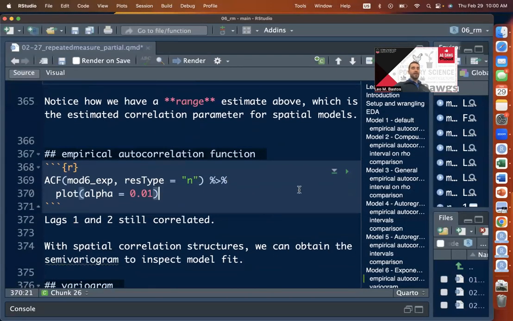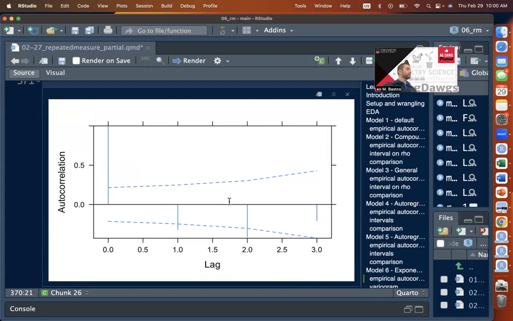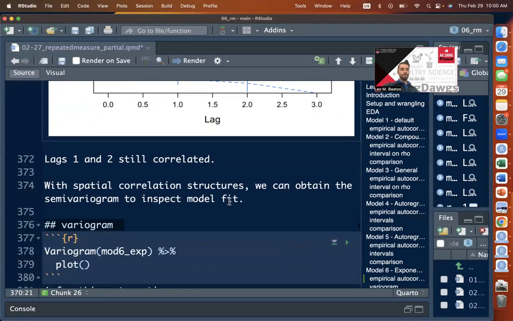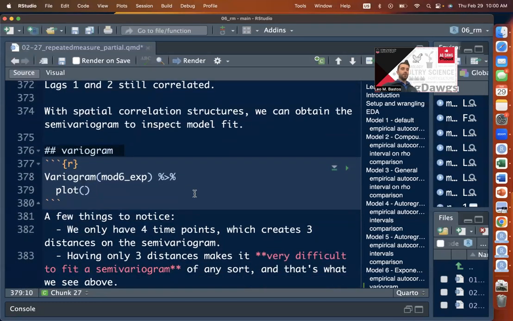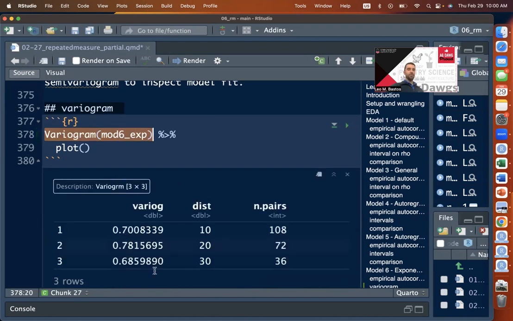All right, so we can still use the ACF, the autocorrelation function here. It's still very similar to the default, which tells me that it's probably not doing a great job. And now I want to introduce you to this new function here, the variogram function. If you just run the variogram on mod6 exponential by itself, it gives you a table with the distances, the number of pairs you have for each one of those distances.